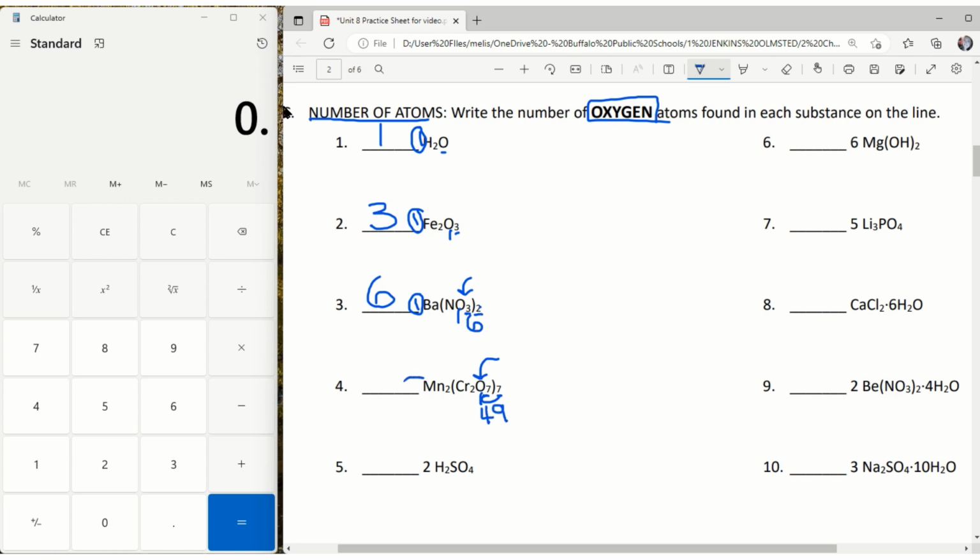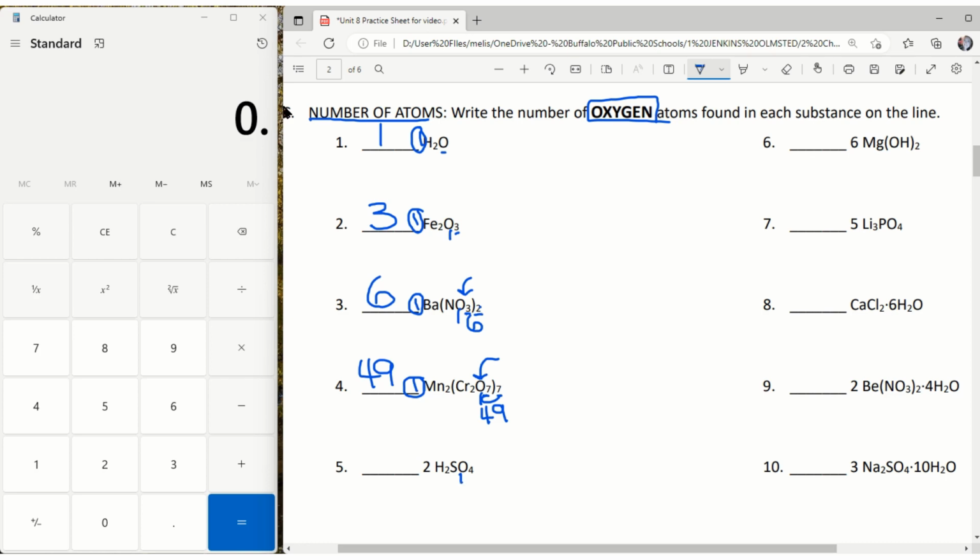Then I look in front. Is there a coefficient? No, there is not. So what coefficient is assumed to be there? A 1. So multiply that by 1. It's the same thing, right? It doesn't affect my answer. I have 49 atoms of oxygen. All right, let's get to the next one.